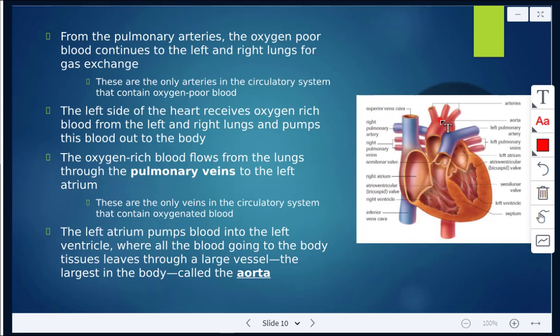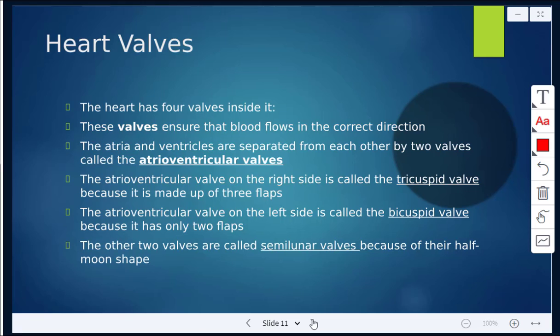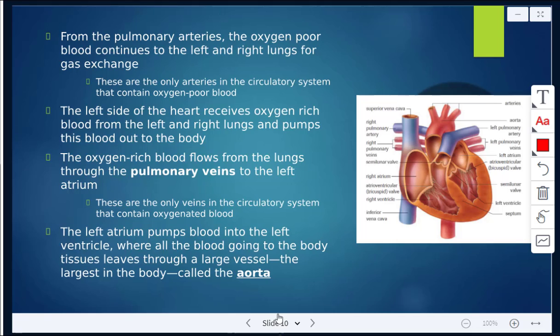Okay, so the aorta is the largest vessel in the body. You can see there's the aorta, and then it pumps through the arteries to the upper parts of the body. And it also comes down behind, and we can see the rest of the aorta right here. All right, now we'll talk about the heart valves next.